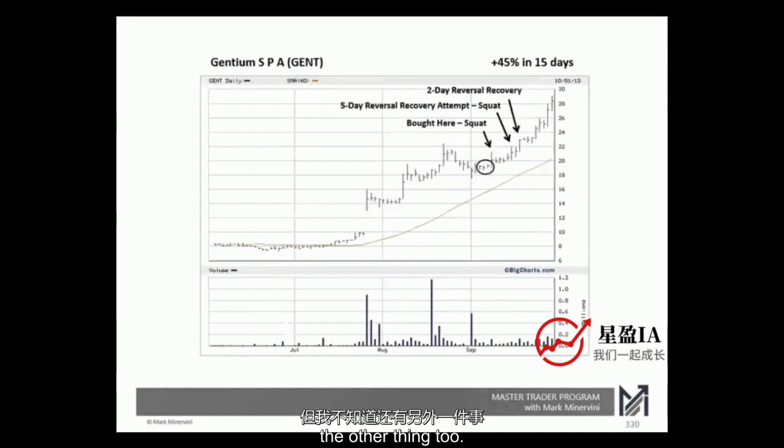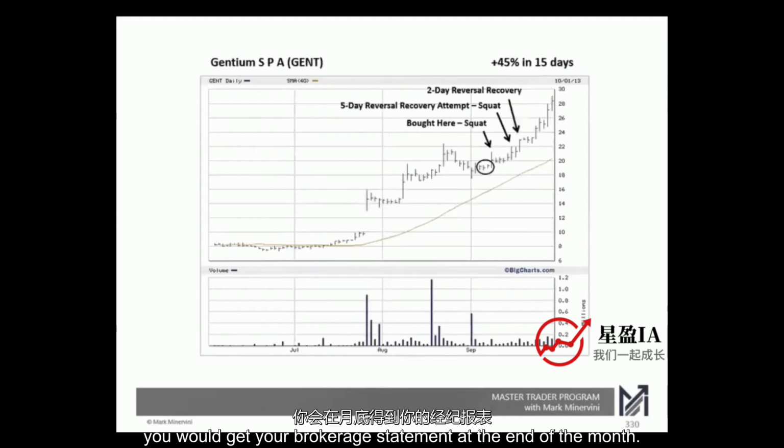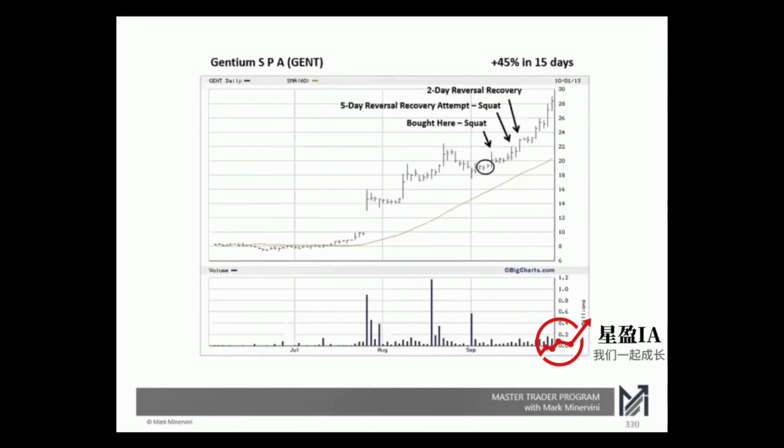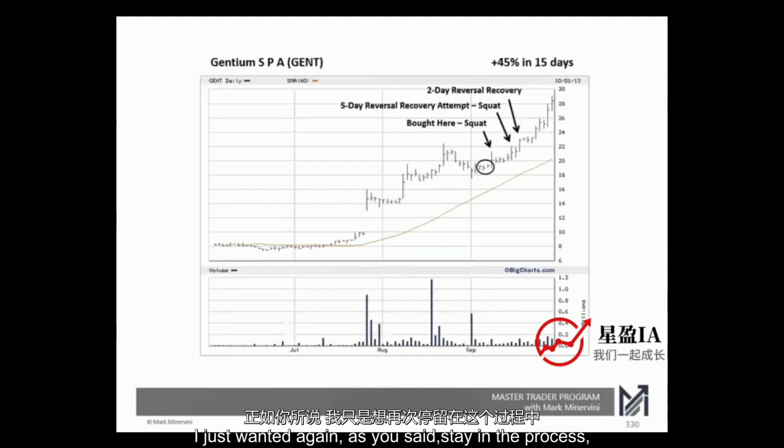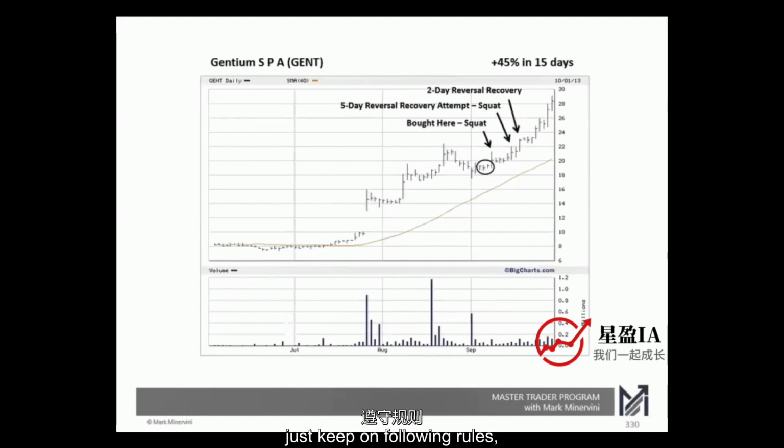The other thing too, going back to the old days, nothing was online. You would get your brokerage statement at the end of the month, or you could call in and ask. But there would be times where I would go the entire month, and I would just ask for my buying power. How much could I buy? I wouldn't even ask about the equity, because I didn't want to know. I just wanted to, as you said, stay in the process, keep following rules and not get so caught up in that. These days you can see it all the time, but that's just not so healthy.